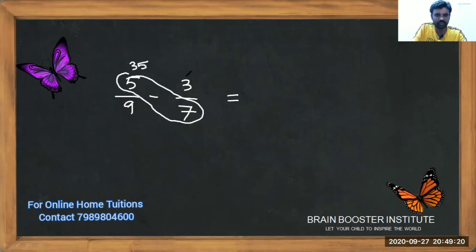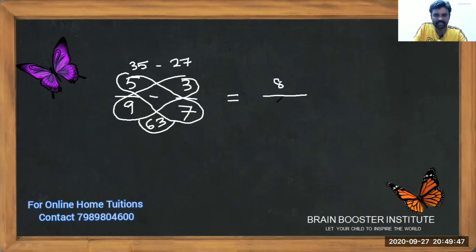And the same here also, numerator with denominator: 9 threes are 27. In the third step, we multiply both the denominators: 9 sevens are 63. As I told you, we just do 35 minus 27, which is 8, and the denominator is 63. Here also cancellation is not possible, so the answer is 8 by 63.